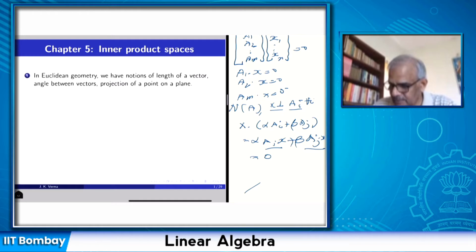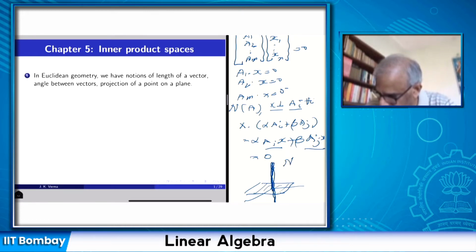So if we are living in three-dimensional space and my row space is a plane passing through the origin, let's say the xy plane, the null space has to be perpendicular. It has to be all vectors on the z-axis. This is forced. The null space is forced to be the z-axis if the row space is the xy plane.